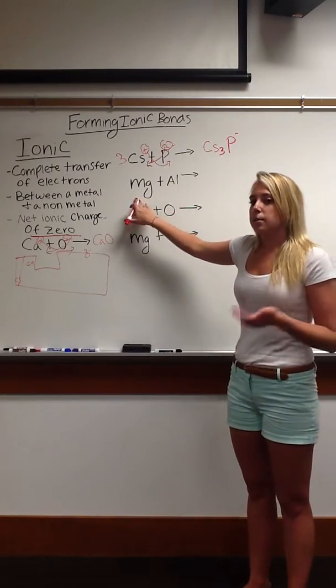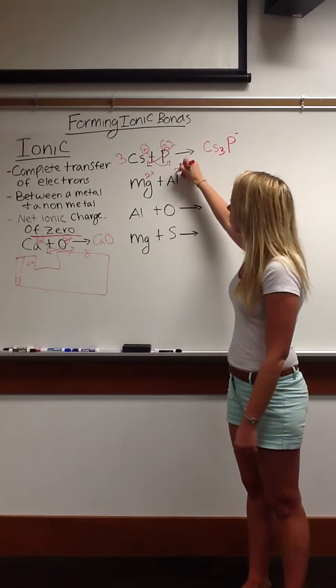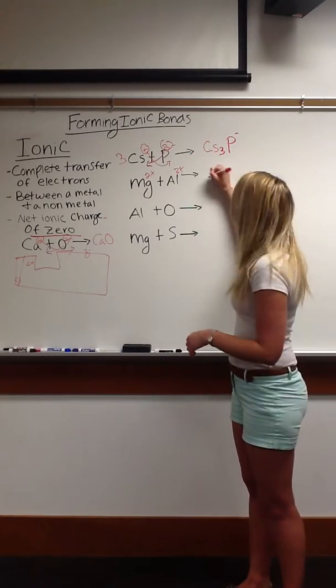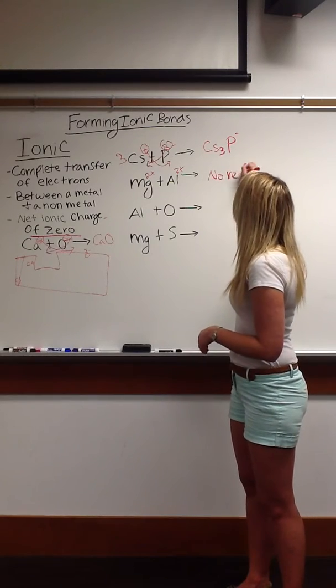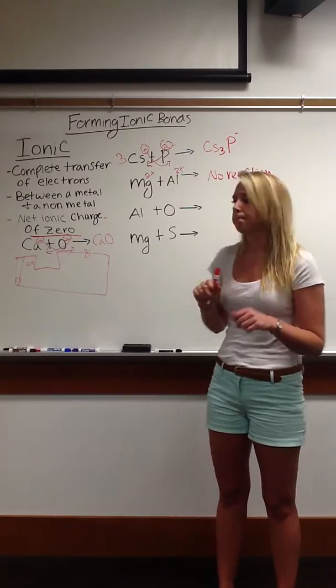What about with magnesium and aluminum? Well, magnesium is a 2 positive charge, and aluminum is a 3 positive charge. Well, when they go together, nothing's going to happen because they are both metals. So no reaction will take place.